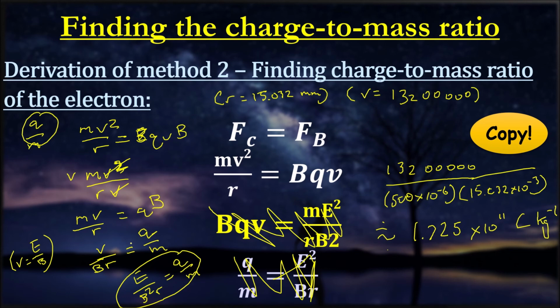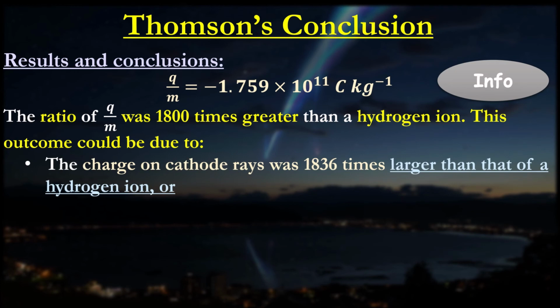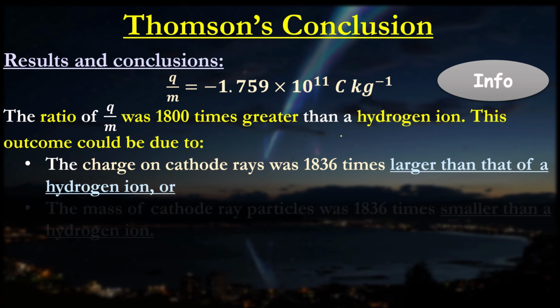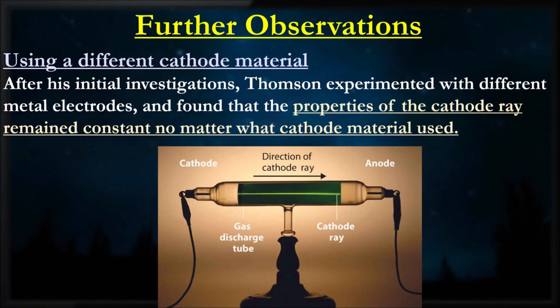So that's how J.J. Thomson worked out the charge to mass ratio of the electron. So this is the final number he had. The negative obviously implies it's a negative charge. He actually found that this value was 1,800 times bigger than a hydrogen ion, what we now know is a proton. So he had two ways of thinking about this. Either the charge was a lot bigger, or the mass was a lot smaller. He came up with the idea that it was a lot smaller. Now this is how he did it.